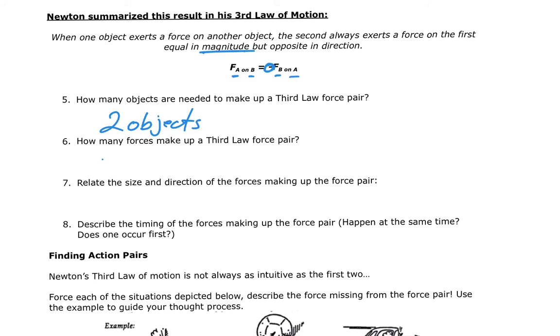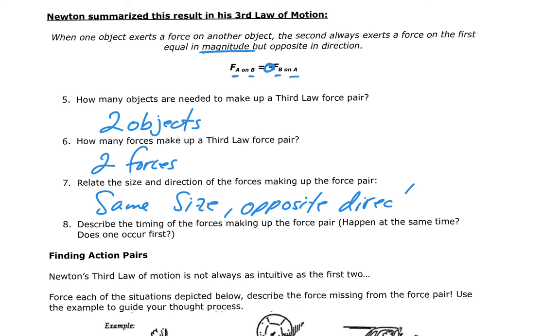How many forces? We need 2 forces. We need the force of object A on B, and we need the force of object B on A. When we talk about the size and direction of the force, they are the same size, just in the opposite direction, okay? So think back to when you pushed on the wall. Let's say you pushed to the right, right? You pushed on the wall to the right. The wall pushed on you to the left, okay? And these 2 forces occur at the same time. You can't be pushing on the wall if the wall isn't also at the same time pushing on you, okay? So one can't occur before the other, all right?